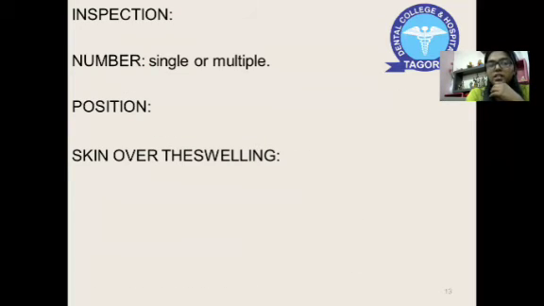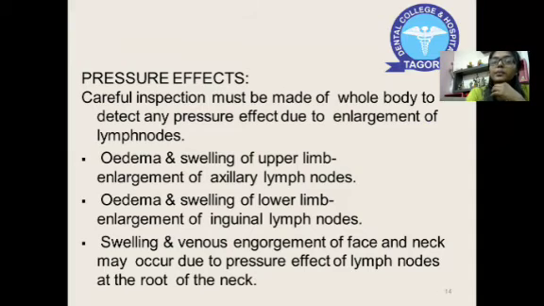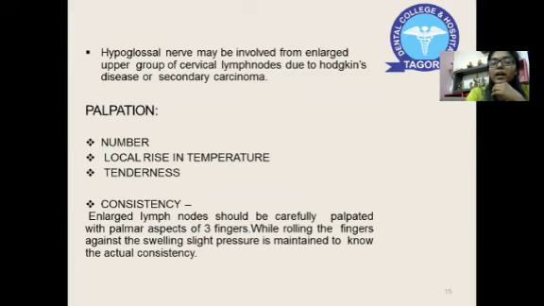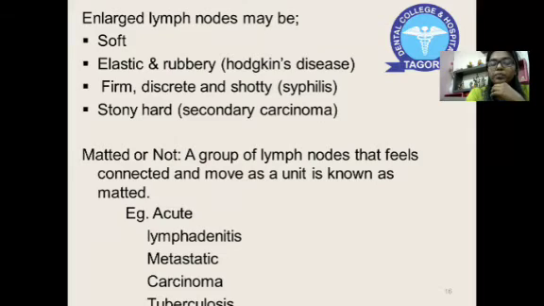So this we have seen in the inspection: number, position, skin overlying the swelling, and pressure effects. And in palpation, we then have to look for matting. A group of lymph nodes that feel connected and move as a unit is known as a matted lymph node. In tuberculous lymphadenitis, we are able to delineate this kind of group of lymph nodes.